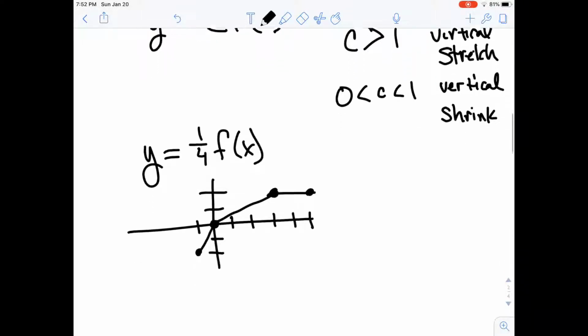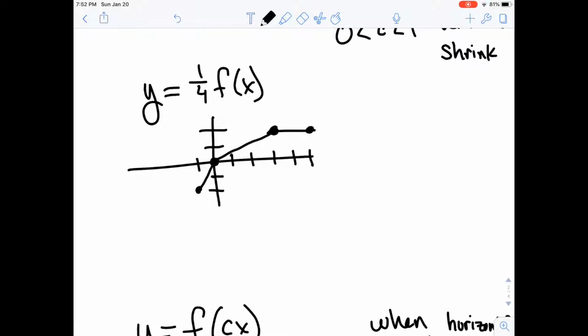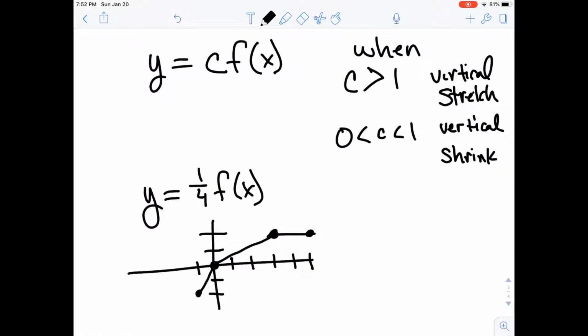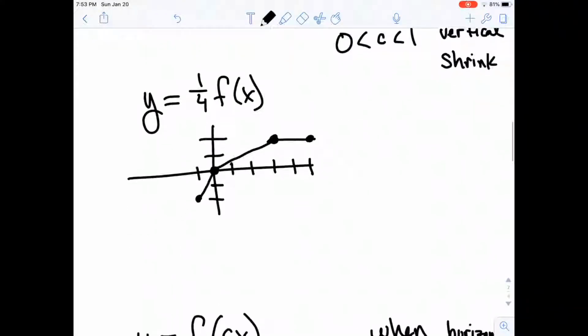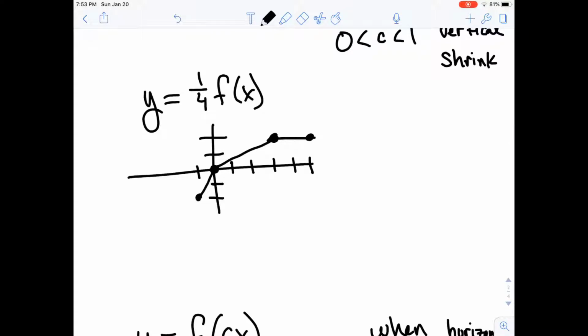Okay, so for instance, if you have y equals 1/4 of f of x, how would you determine what your graph is? Well, if you look at this table, c is 1/4. Well, 1/4 is not greater than 1, so it's not a vertical stretch. This would be a vertical shrink, okay? And so here's what you do. If you think about it, vertically shrinking, your y values are getting less. They're not vertically stretching, when your y values are getting bigger, right?